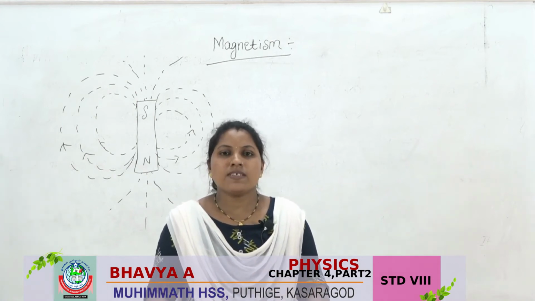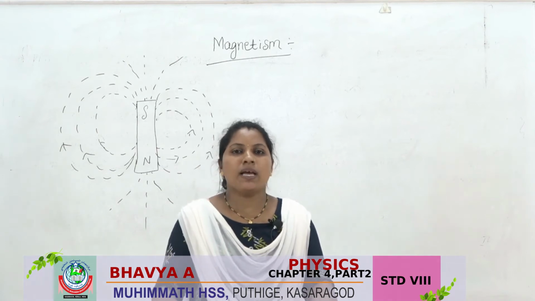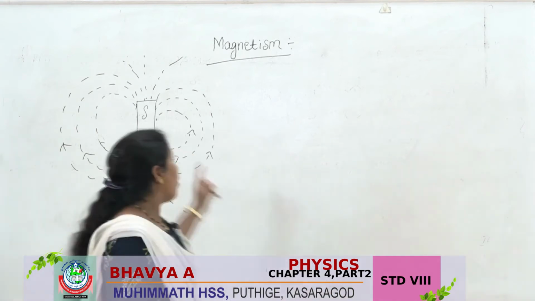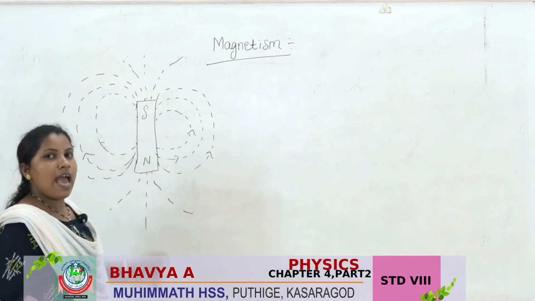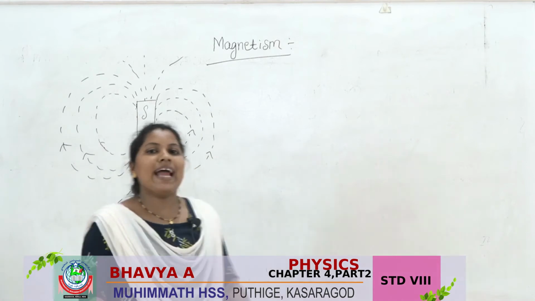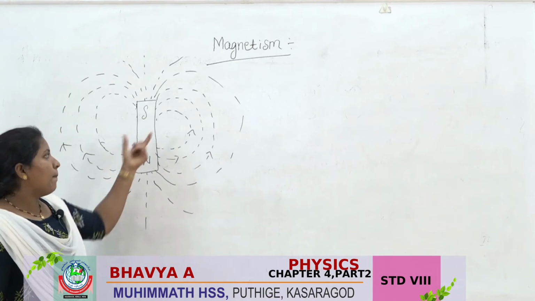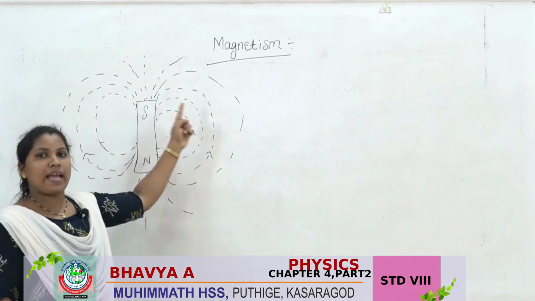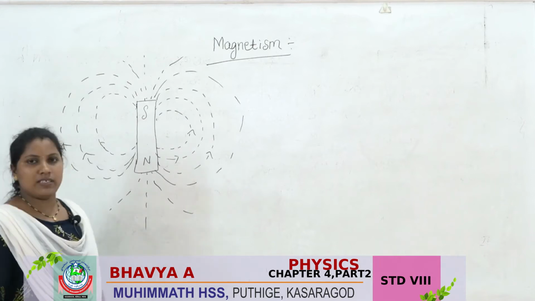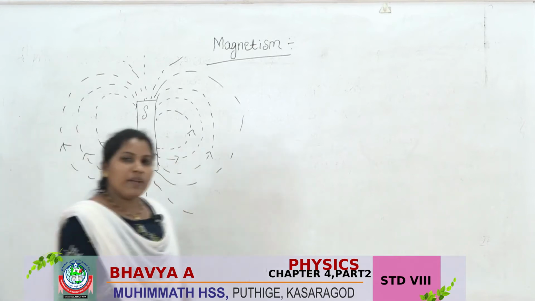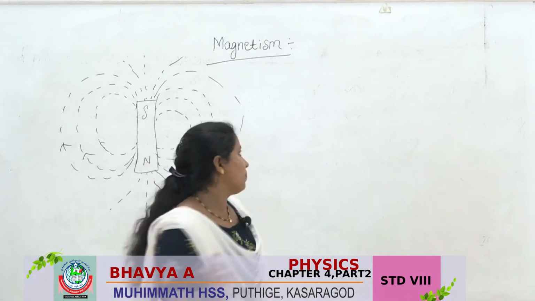There we have studied magnetic field lines. What is a magnetic field? Around a magnet we experience a force, and that force is called a magnetic field. Around a magnet we experience magnetic field lines, and that is called a magnetic field. So today we are discussing magnetic flux density.